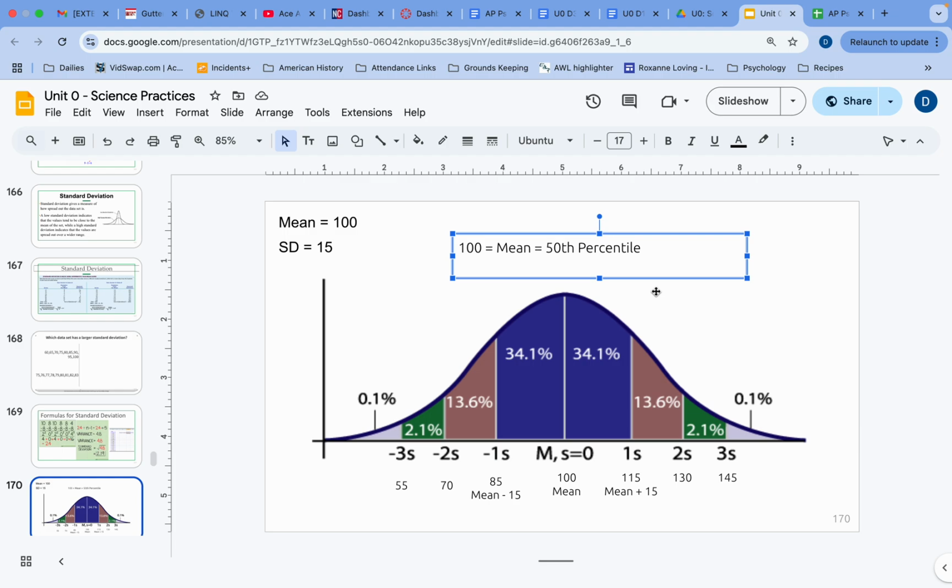You might have scored an 80% on the test. You got 80% of questions right. Well, so did half the population. So you're 50th percentile.